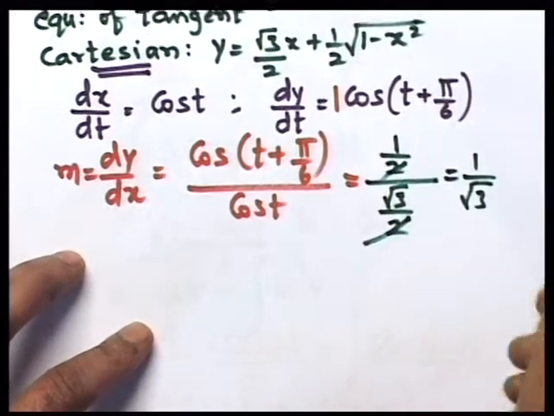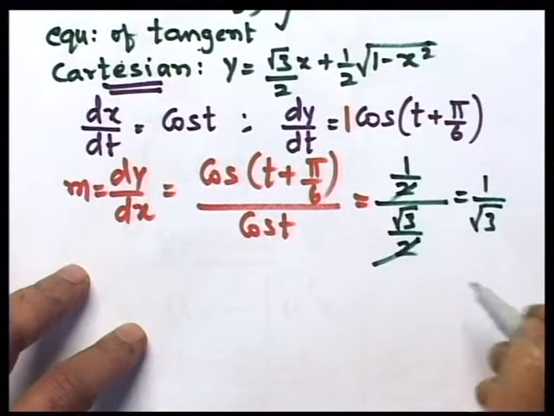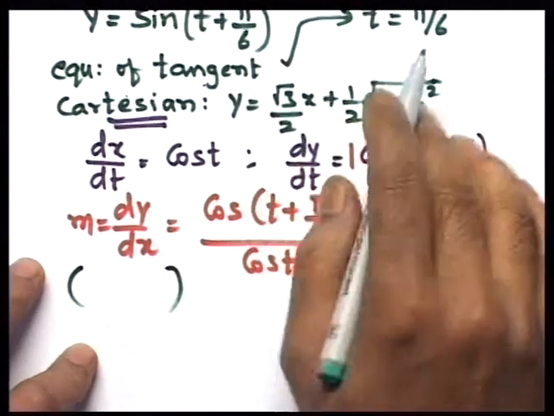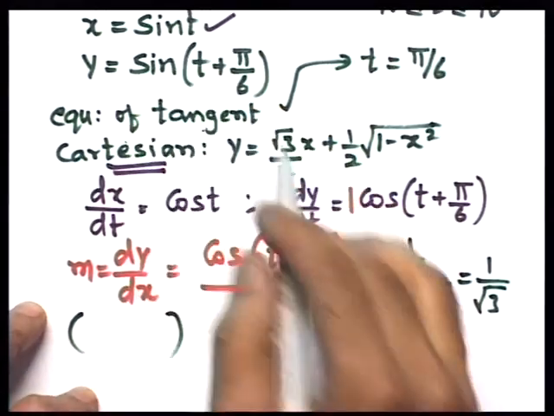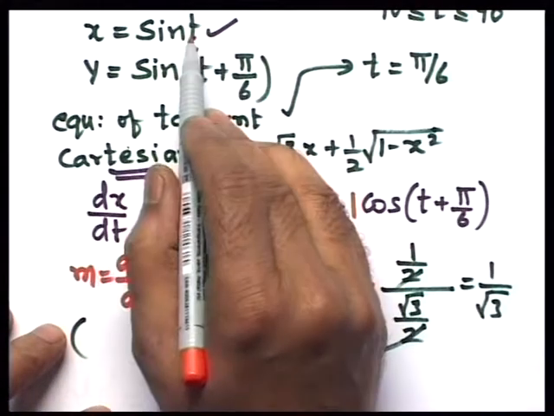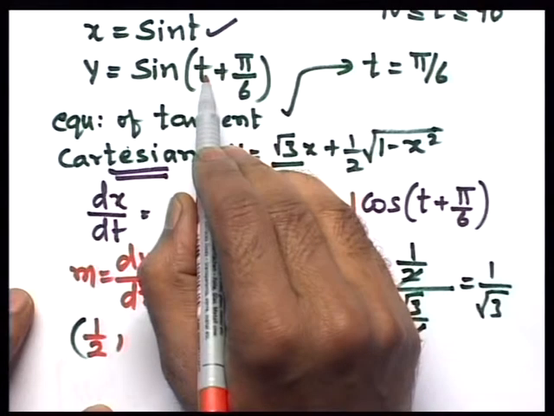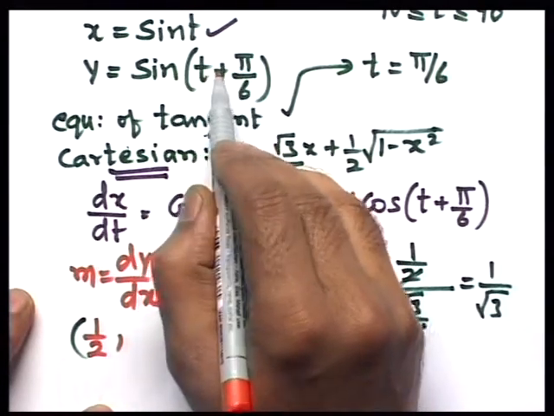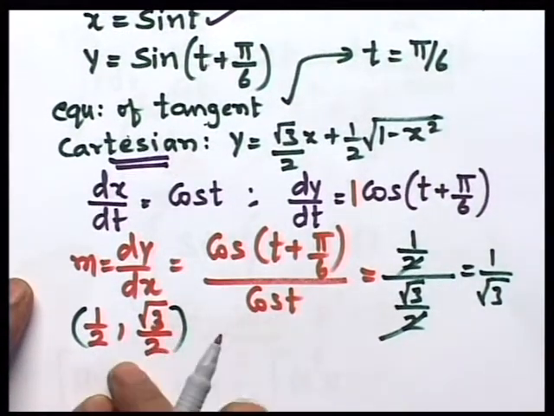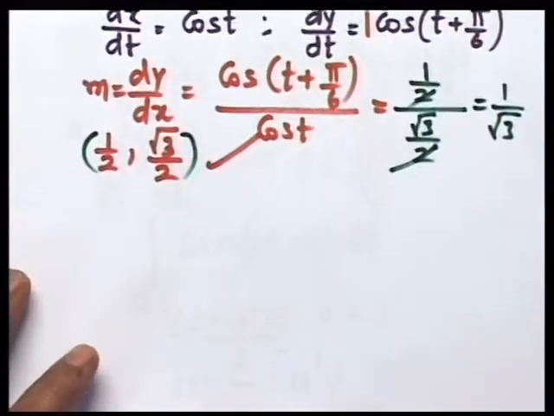We are not finding the normal, we are finding the equation of the tangent, so we can leave the gradient like that. Then we need a point now. To get the point, we substitute t as pi over 6 into those two. So if you substitute pi over 6 there, the x coordinate is sine 30, which is a half. And the y coordinate is sine of 30 plus 30, 60. So sine 60 is root 3 over 2. So those are the two coordinates, x and y. So we know the point now and we know the gradient is 1 over root 3. Now we can find the equation of the tangent.